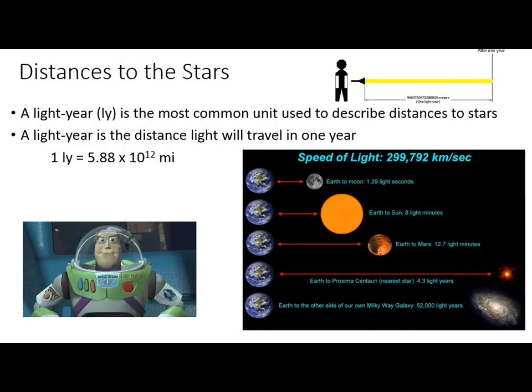To Mars, it takes about 13 minutes for light to travel. So the distance is 13 light minutes. Nearest star, 4 light years.